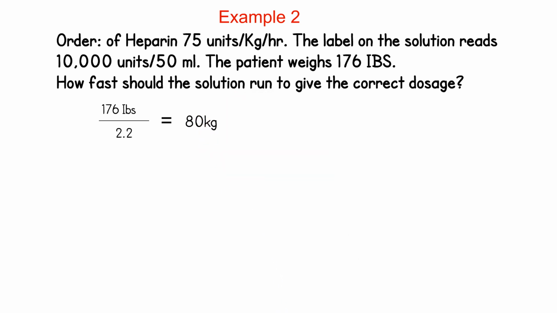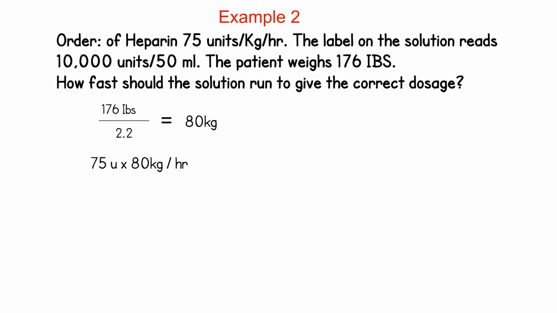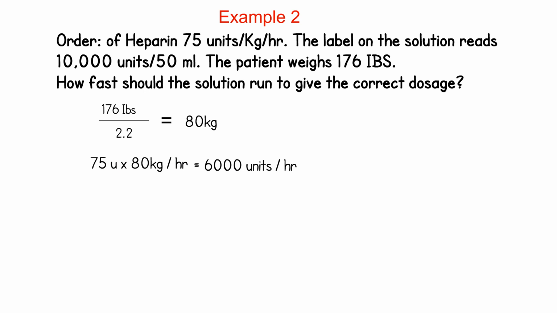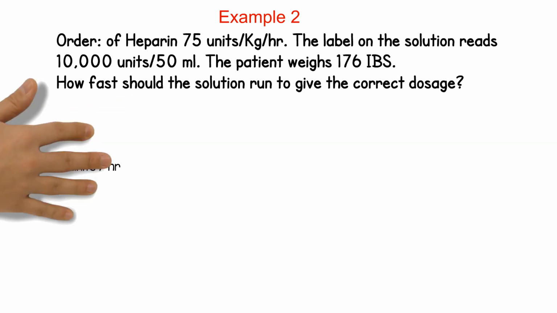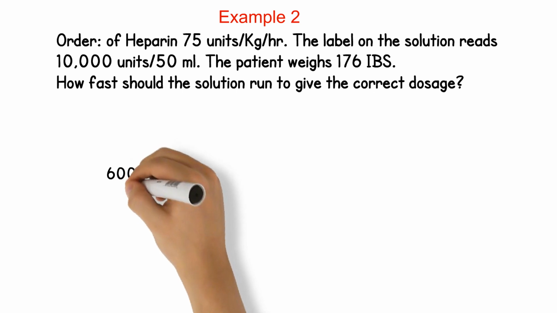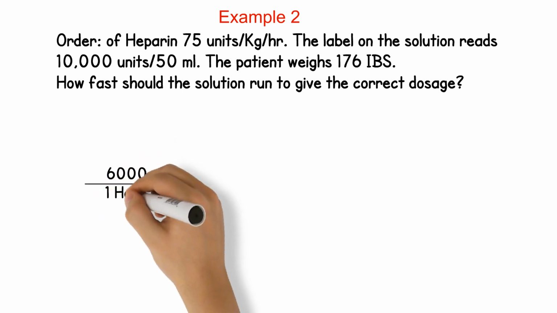And we go to set up the order by taking 75 units times 80 kilos per hour equals 6,000 units per hour. So now we know the total units per hour for this patient, so we can go back to the same formula as in example 1. And we'll set that up by putting the 6,000 units over 1 hour.